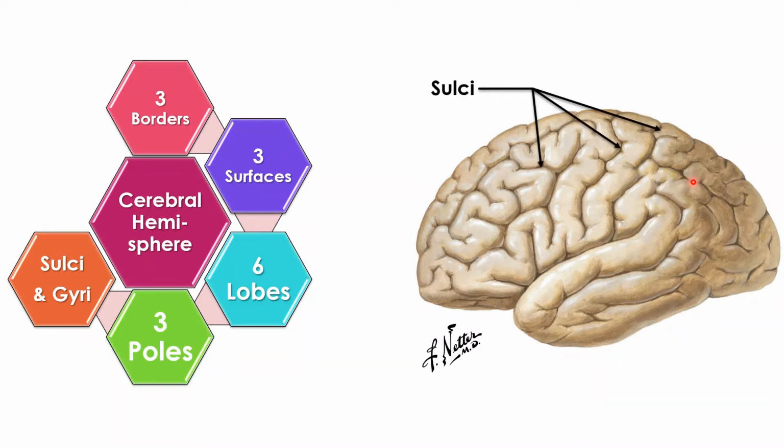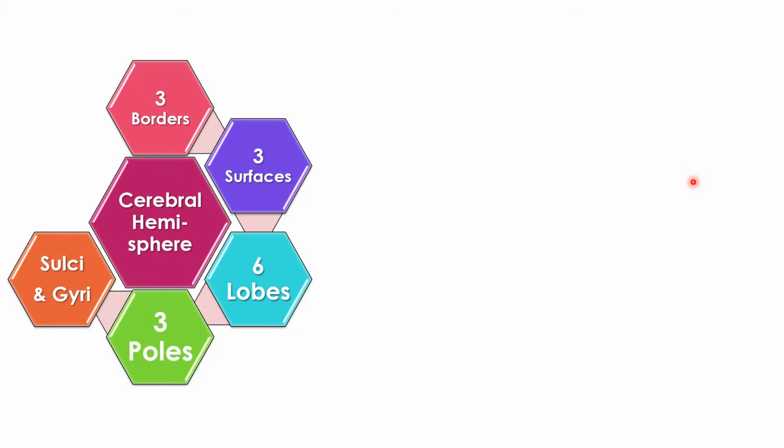Okay? And the area of cortex in between the grooves which has become elevated and which has increased the surface area is called gyri. Okay? The singular is gyrus, and the plural is gyri. Okay? So these were the main considerations of the cerebral cortex. We will discuss the details of the lobes in the next video.